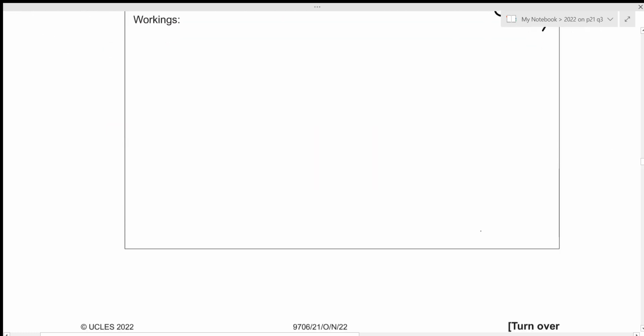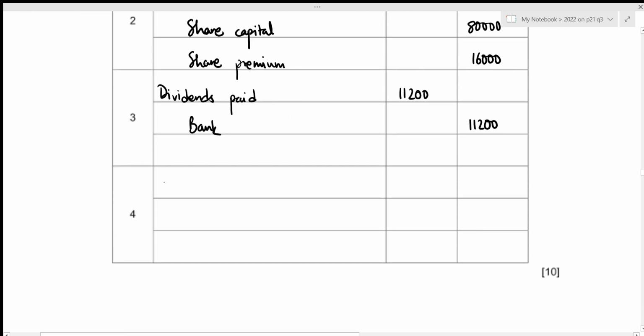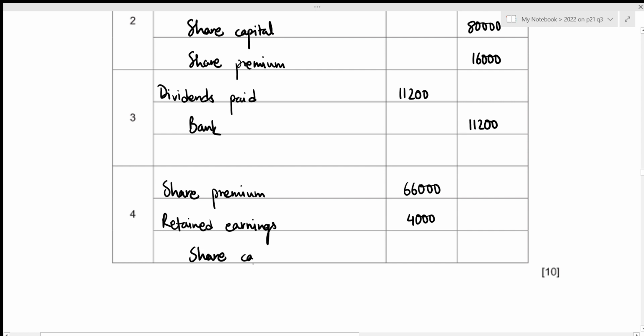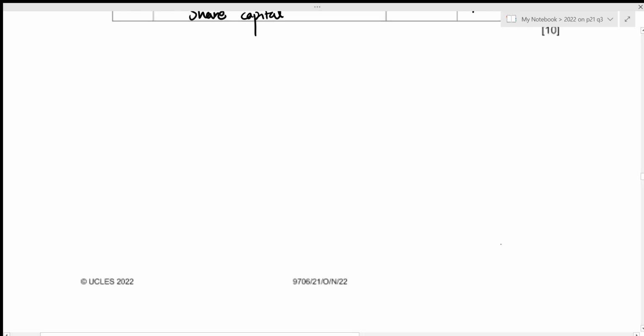Let's write it down. That is going to be the share premium with the value of 66,000. Then we have our retained earnings with the value 4,000, which increases our share capital by the value of 70,000. Alright, this concludes the first part. We can now move towards the second one.